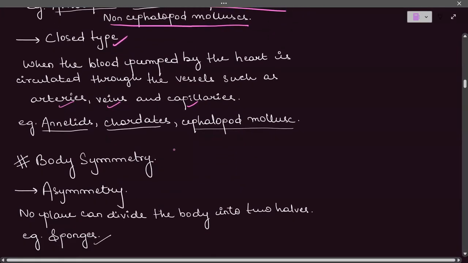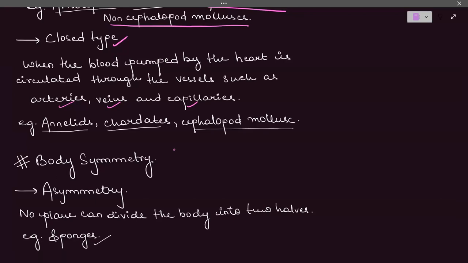Now talking about the closed type, in this the organs are not bathed in the blood, rather there are proper vessels, the arteries, the veins, and the capillaries present so that they can conduct the blood to different parts of the body. And this takes place in the case of annelids, chordates, cephalopod mollusks. Clear? Circulatory system and its types, clear to you? Yes, ma'am. All right.